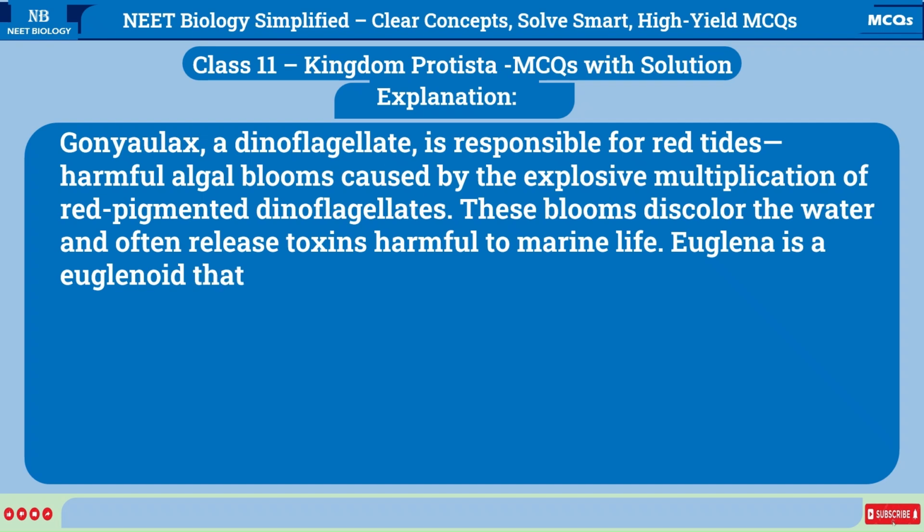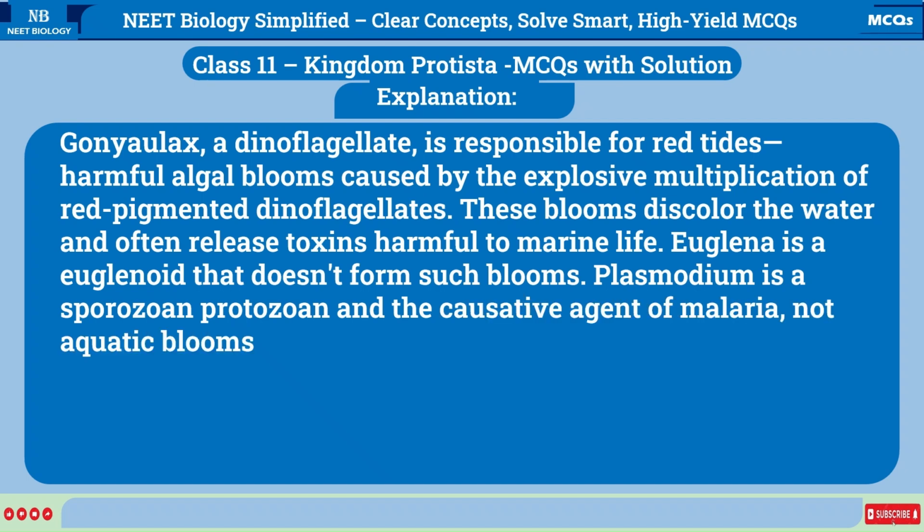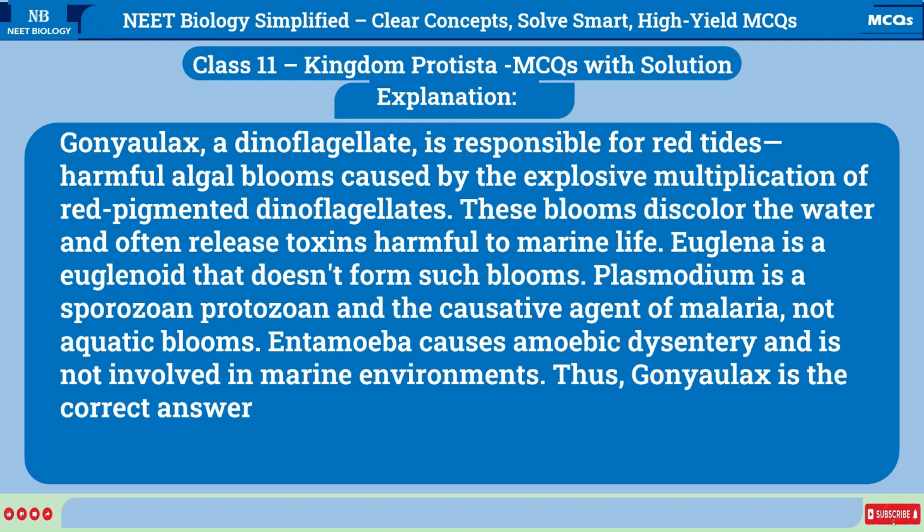Euglena is a euglenoid that doesn't form such blooms. Plasmodium is a sporozoan protozoan and the causative agent of malaria, not aquatic blooms. Amoeba causes amoebic dysentery and is not involved in marine environments. Thus, Gonyaulax is the correct answer.